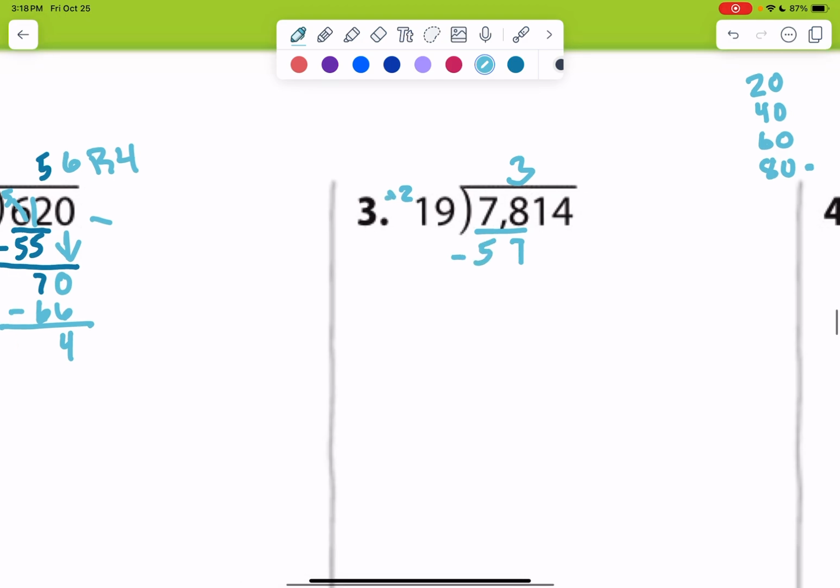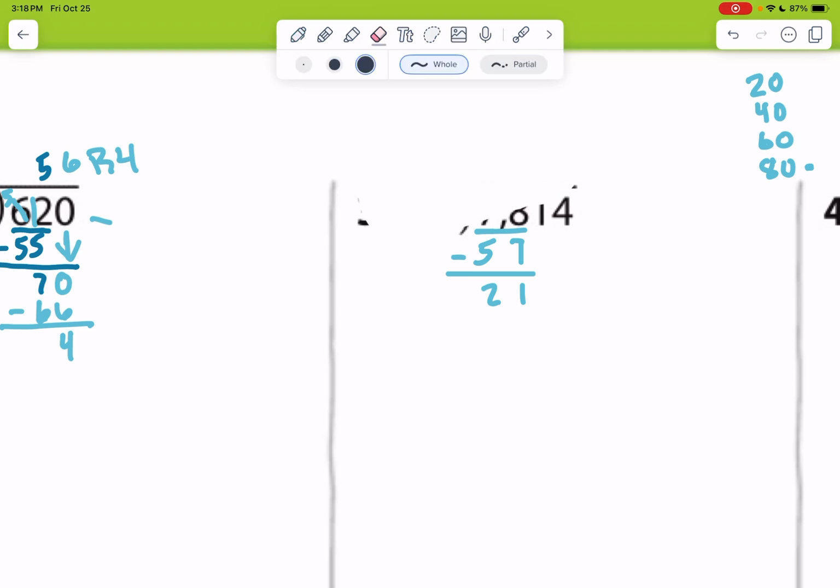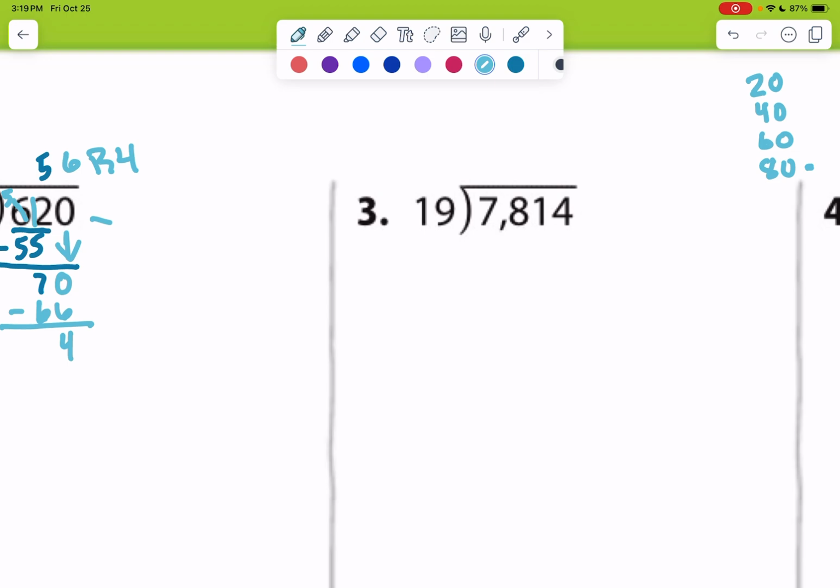Okay, now I subtract, and as long as my difference between 78 and 57 is less than 19, I'll know I've got the right number there. So 8 take away 7 is 1. 7 take away 5 is 2. Oh, you know what that means? I can make 4 groups of 19 out of 78. So I'm going to need to erase that. I know. But it is important that you know how to do that and to recognize when you've made a mistake and you could have made another group, okay?